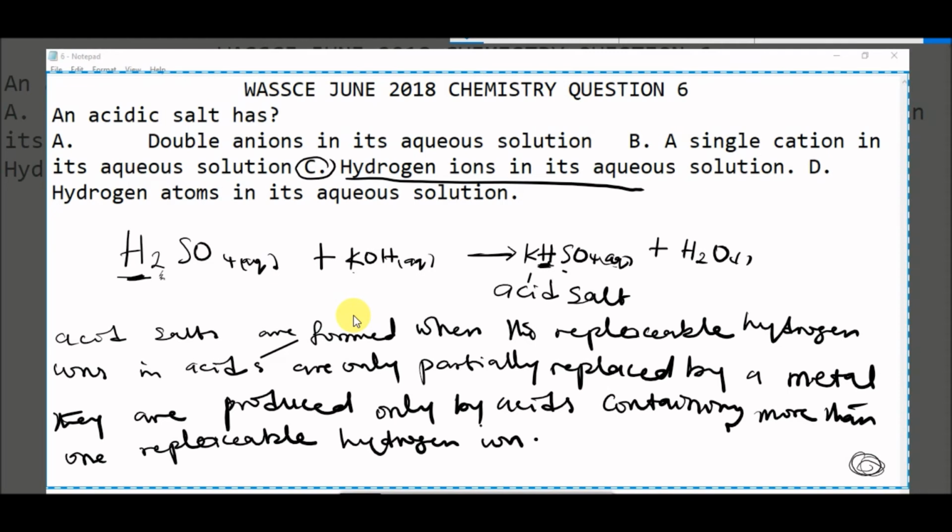You can check in your textbook for acids, salts, and bases. That is the topic where you see this. Check under acid salts. When you finish studying acids and bases, when you get to salt, under types of salt, you will see acid salts. That is where you get this definition and the note that I've given.